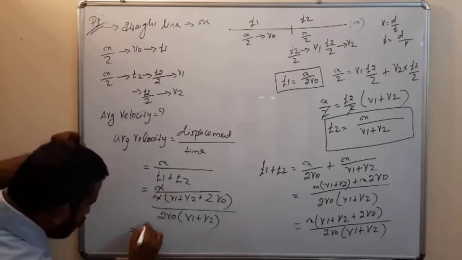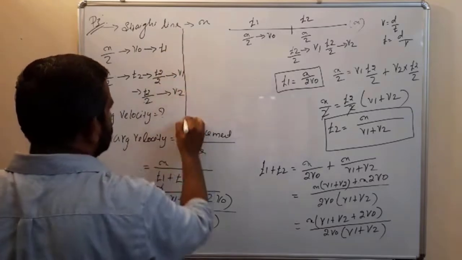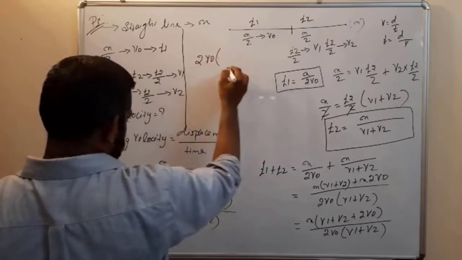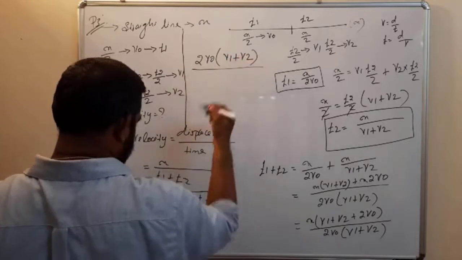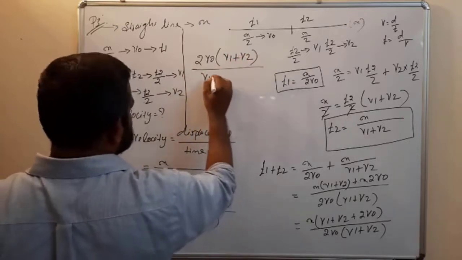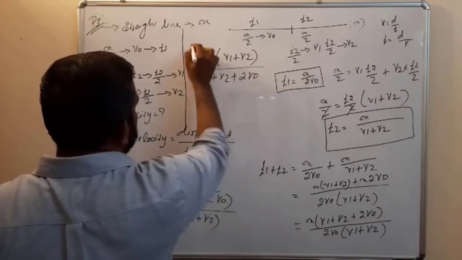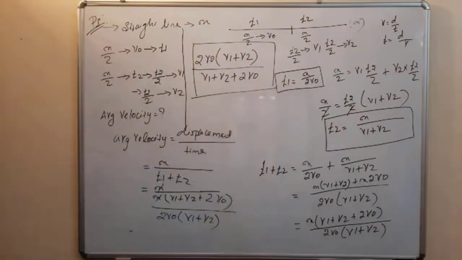So that's equal to 2v0 into v1 plus v2 divided by v1 plus v2 plus 2v0. So this is the average velocity: 2v0 into v1 plus v2 divided by v1 plus v2 plus 2v0. Clear?